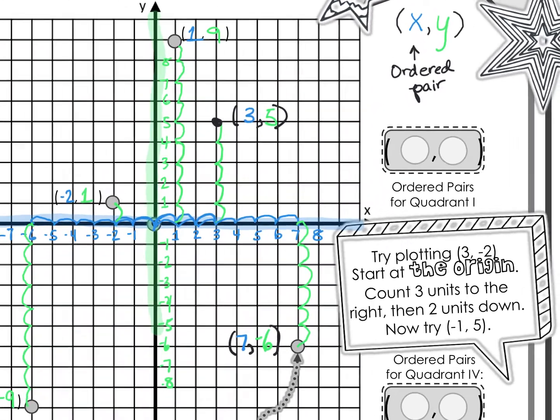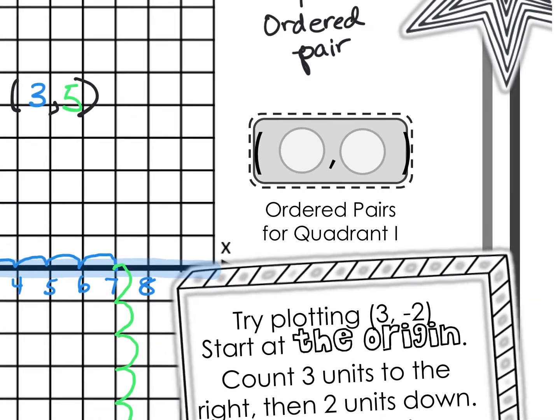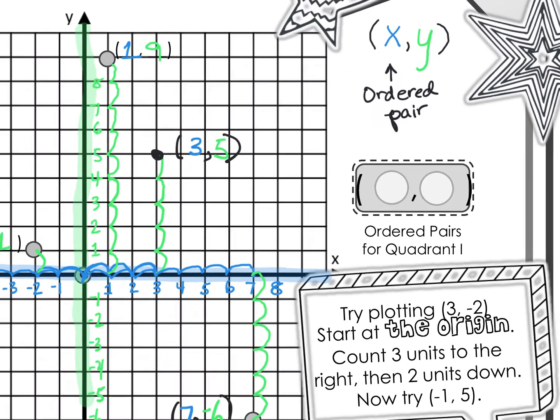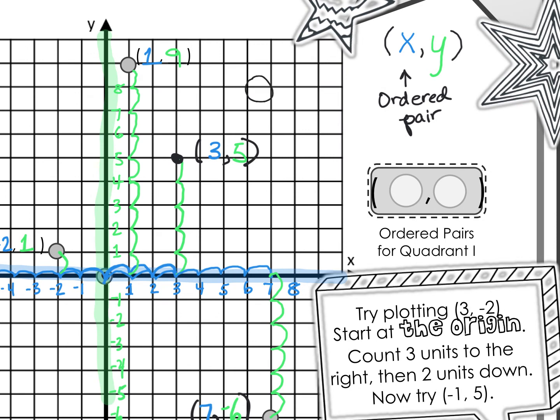All right, let's go ahead and take a look at this little part right here where it says ordered pairs for quadrant 1. Remember, quadrant 1 is this first quadrant right here. The numbers in quadrant 1 are always going to be positive because we're looking at the positive side of the X number line and the positive side of the Y number line. So we're going to put positive, that's the symbol for positive, and positive. Both numbers are always positive.